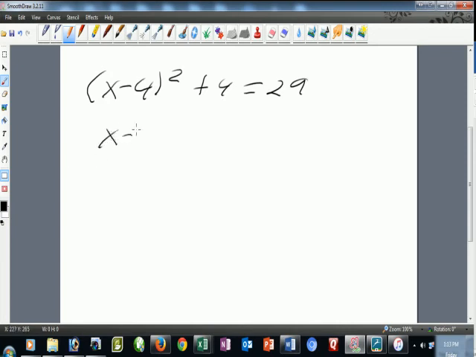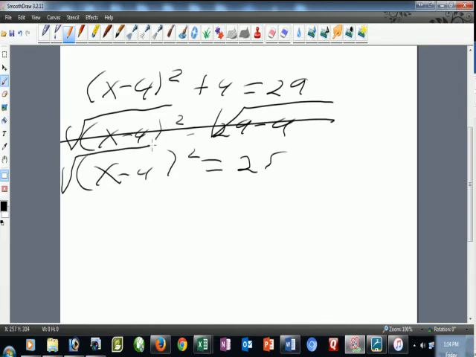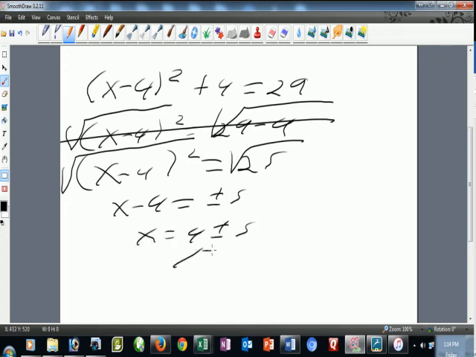So you have x minus 4 squared equals 29 minus 4. Take the square root. Clean that left side, right side up first, 25. Now take the square root. X minus 4 equals what? Plus or minus 5. X equals 4 plus or minus 5. Two answers. X equals 4 plus 5. X equals what? 4 minus 5. So x equals what? 9. X equals what? Minus 1.